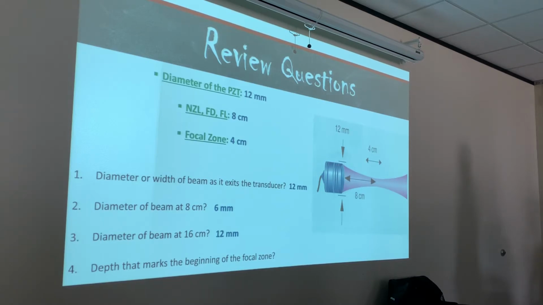Okay? All right, last question, guys. What is the depth that marks the beginning of the focal zone? Remember, half of our focal zone lies in the near zone, or the Fresnel zone. The other half lies in the far zone, or the Fraunhofer zone. So it's asking you, what depth marks the beginning of the focal zone?